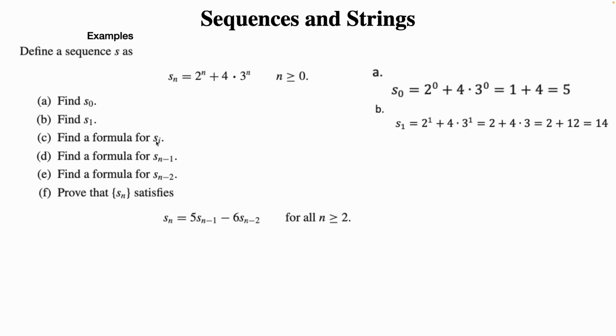Suppose I want a formula for S_i. Well, all that means is I plug i in for n, which means every n in the formula just changes to an i. What about a formula for S_(n-1)? S_(n-1) just means everywhere you see an n, you insert n minus 1. Formula for S_(n-2): everywhere you see an n in this formula up here, you plug in an n minus 2. So you get S_(n-2) equals 2 to the n minus 2 plus 4 times 3 to the n minus 2.